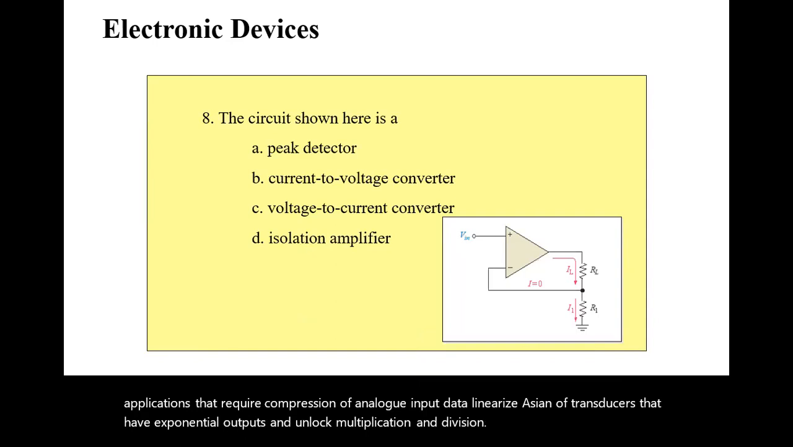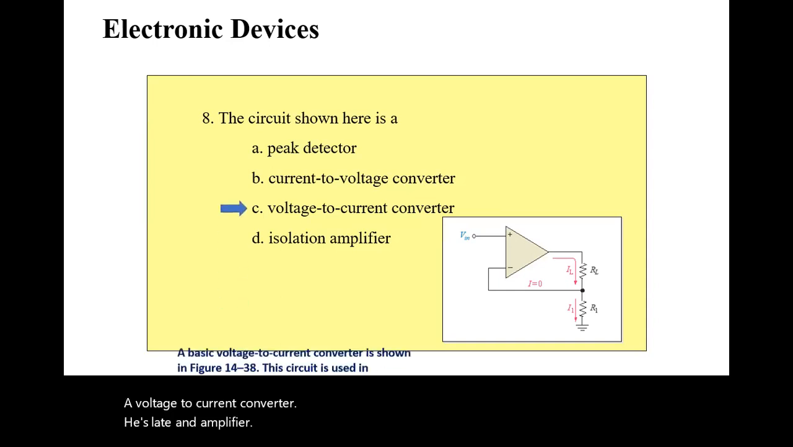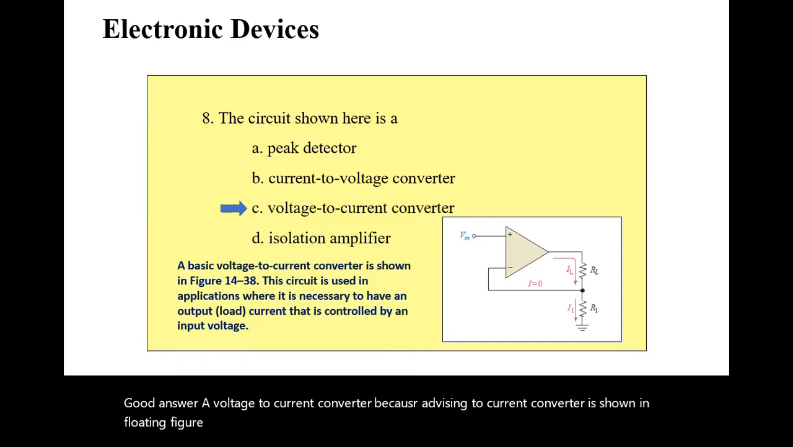The circuit shown here is a peak detector, current to voltage converter, a voltage to current converter, insulation amplifier. Correct answer, a voltage to current converter, because a basic voltage to current converter is shown in figure 14.38 in your textbook. This circuit is used in applications where it's necessary to have an output load current that is controlled by the input voltage.